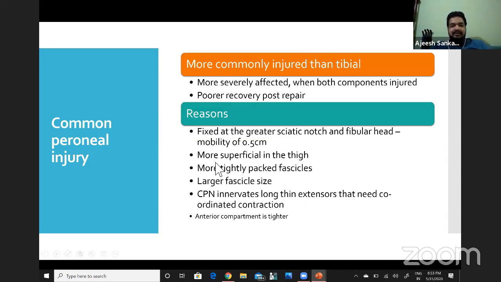these are the classical ones that have been described for common peroneal, but then there are others which have also been postulated: that the common peroneal actually innervates long, thin extensor muscles, and that by multiple branches, which need coordinated contraction for a functional movement. In contrast, the tibial, mainly when it innervates the gastrosoleus, it's a large muscle, and even if we get some contraction, that should give us a functional result post repair. And then also that the anterior compartment is tighter. So in the situation of a compartment syndrome, the muscle as well as the nerve is more likely to get damaged.